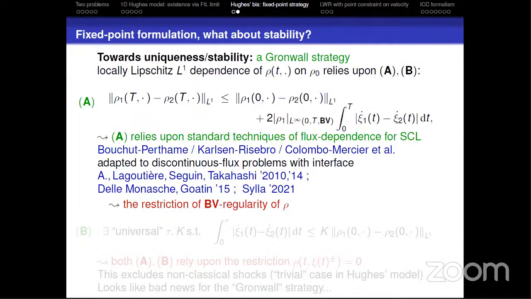And the lesson we learn from this is that this gives you the restriction of BV regularity of rho. And here I have to remind you that we don't prove existence of globally BV solutions. So this is the first point that we don't like. Okay, but I think the discussion is open. This may not be a totally bad way to proceed. The problem arises in the next step.